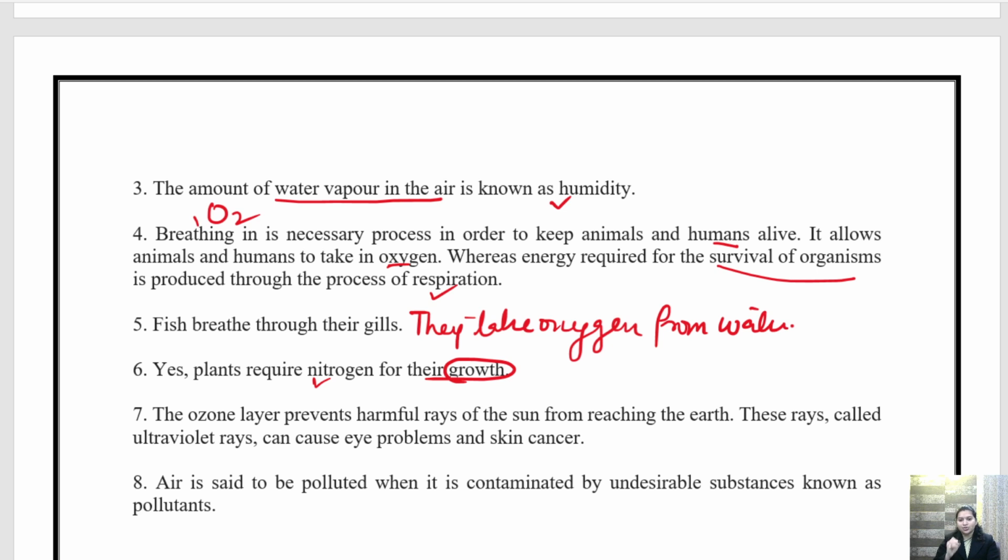And children, we also know that plants cannot take nitrogen directly. So the form of nitrogen is changed either into nitrate, nitrite or nitric acid, or ammonia. In these forms, plants take in nitrogen, and nitrogen is very essential for their growth.